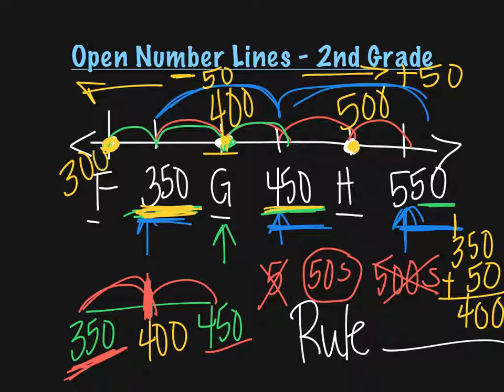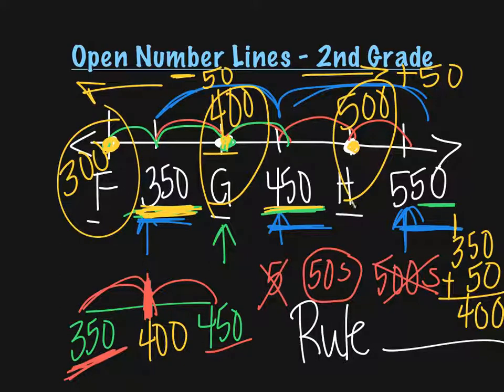Excellent, it is 300. So F is 300. G was 400 and H was 500. So when we count it, you'll hear that we're counting by 50. So let's count our numbers. We numbered the number line. Let's count. We've got 300, 350, 400, 450, 500, 550.